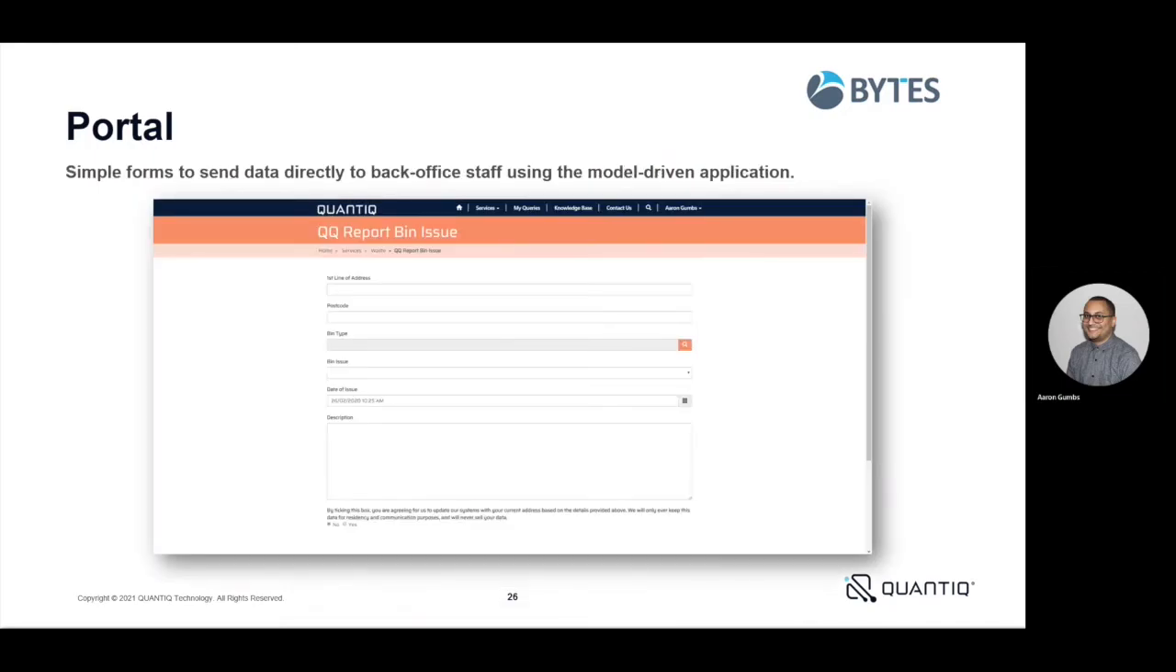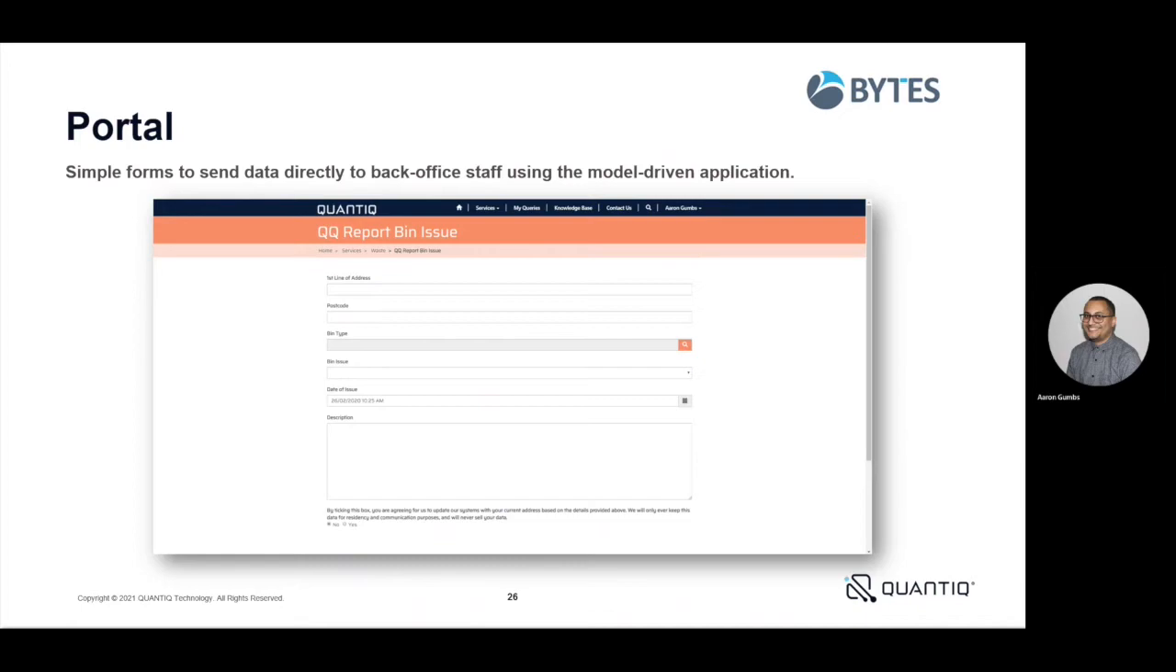What we've now got on the screen here is a form on the portal that allows us to submit data as a resident. You can see by the top right hand side, I've signed in. What I'm doing here is going to the waste area in the services area, and I've said that I want to report a bin issue.